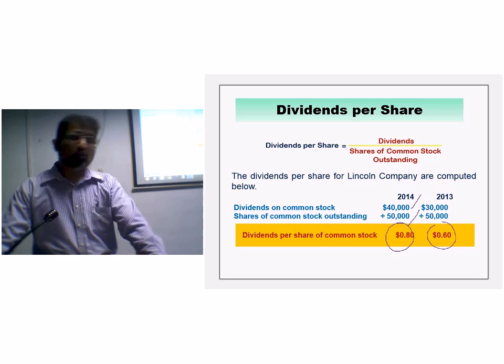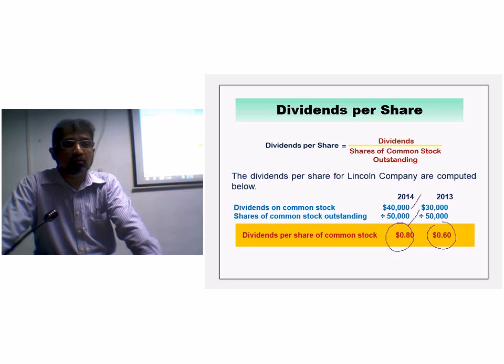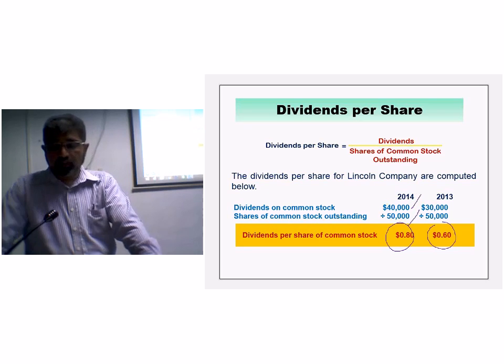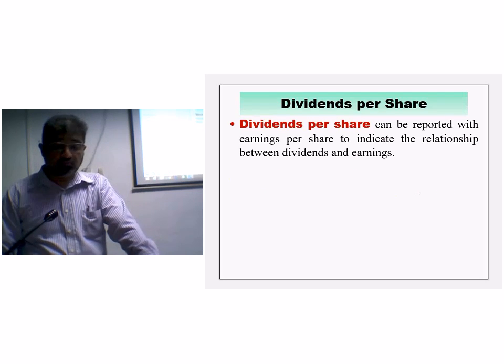Actually, investors, equity shareholders, expect two types of return from their investment. One is called capital gain, another one is called dividend gain, dividend yield, right? This is the dividend yield, another one capital gain, right? By selling those shares at a price greater than the purchasing price.